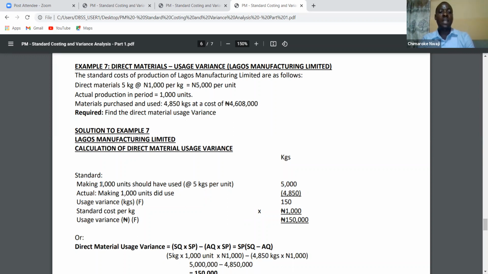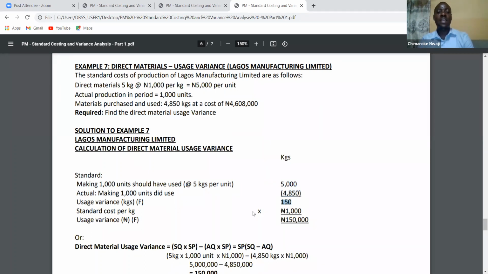If we are to make 1,000 units and we use 5,000 kg, it means that what we'll be having as our quantity is 5,000 kg. Now, how much did we actually use? We used 4,850 kg. And so what's the difference? The difference is just 150. And it's favorable because we use less than we budgeted.